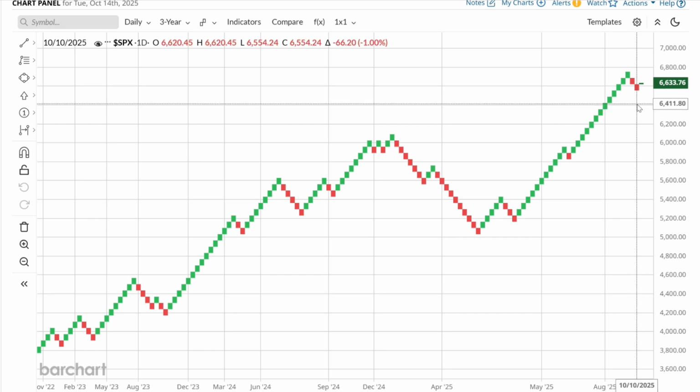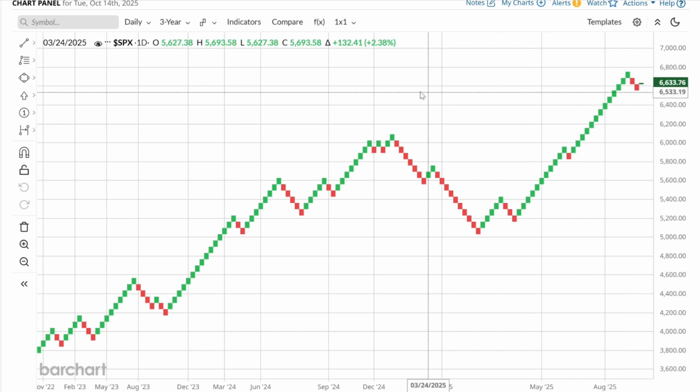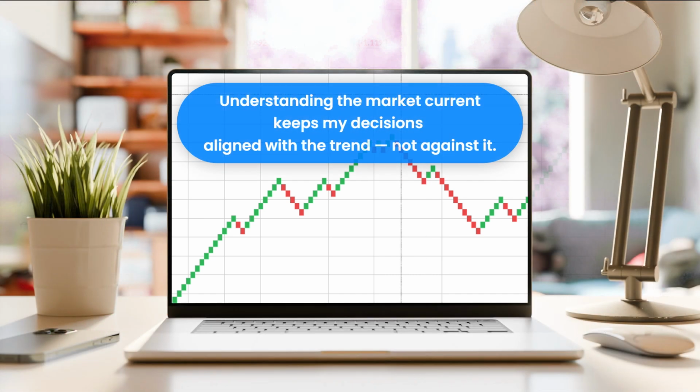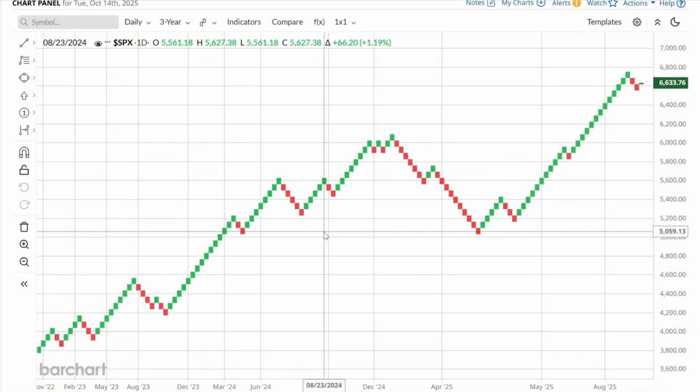This simple view helps me set the right mindset. Before I even look at individual stocks, I want to understand what the broader market is doing. That way, I can decide whether to stay invested, scale back, or look for new opportunities, all based on the long-term trend filtered through Renko.